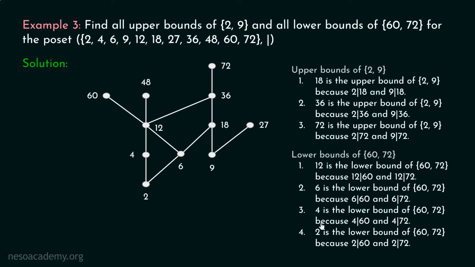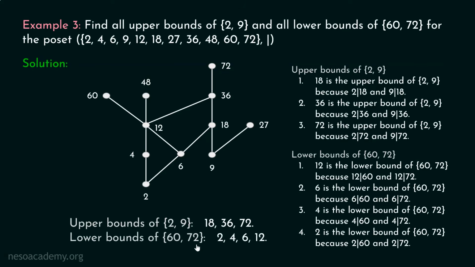These are all the lower bounds of 60 and 72, and these are all the upper bounds of 2 and 9, right? So upper bounds of 2, 9 are 18, 36 and 72, while the lower bounds of 60 and 72 are 2, 4, 6 and 12.